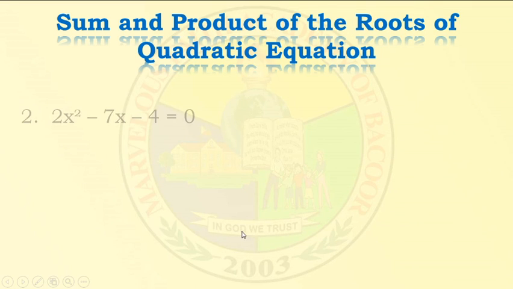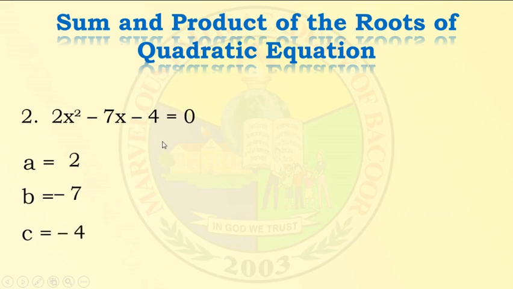Okay? Next, for example number 2, we have 2x squared minus 7x minus 4 equals 0. Siya ay naka-standard form kasi nauna yung quadratic term, sinundan siya ng linear term, at last is yung constant term natin. So, identify natin yung value ng a. We have 2 as the leading coefficient. Next, b is negative 7 kasi minus 7. And for c, we have negative 4 kasi minus 4.